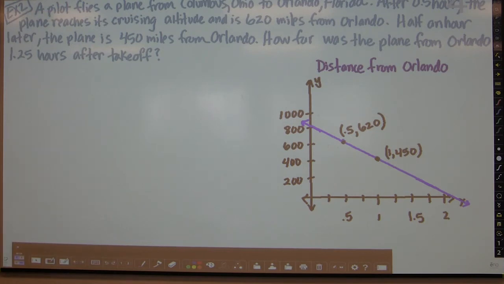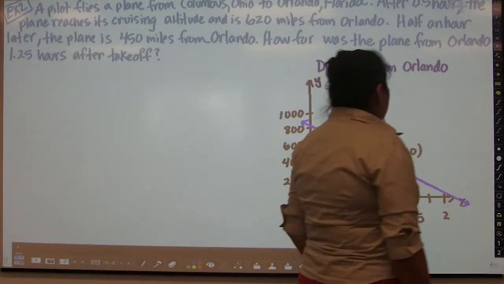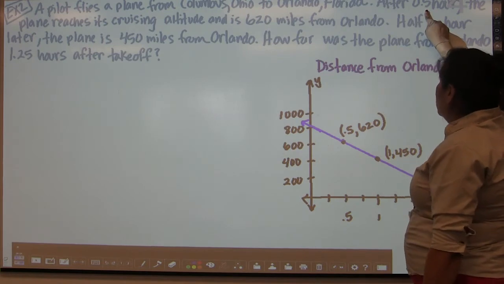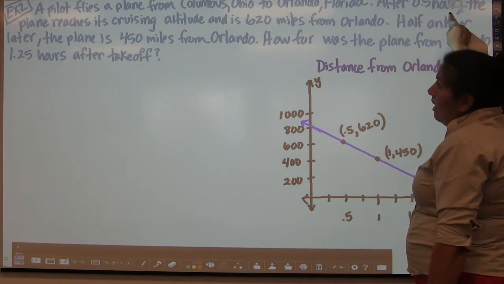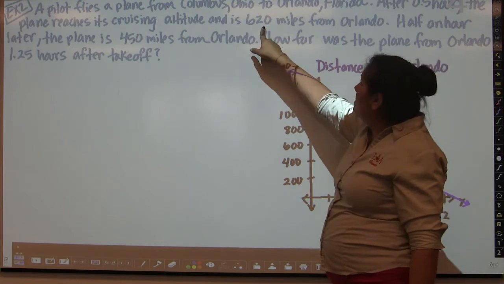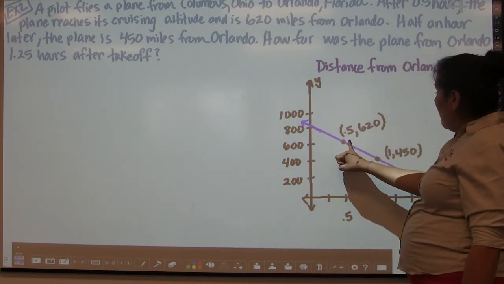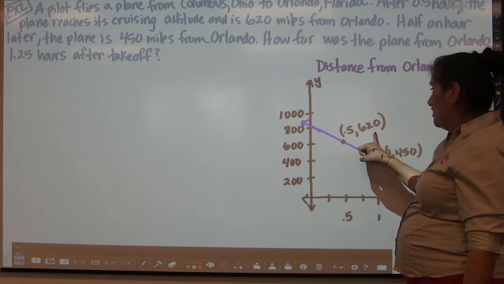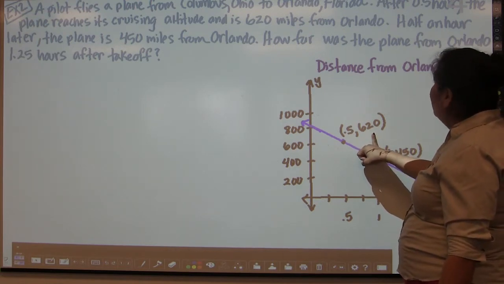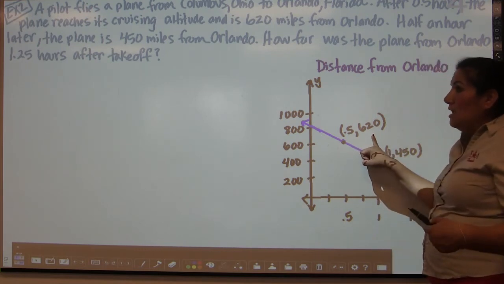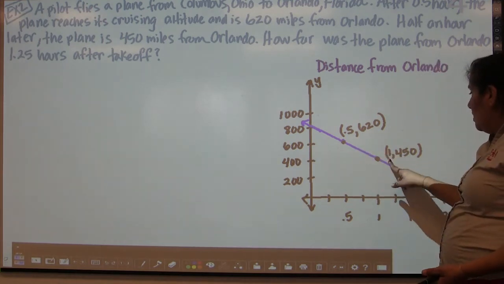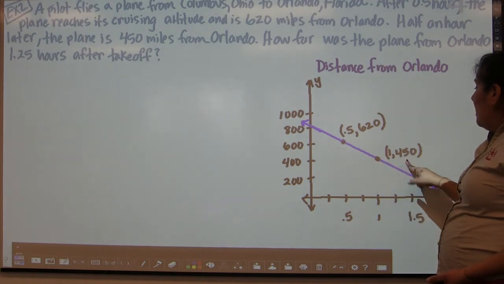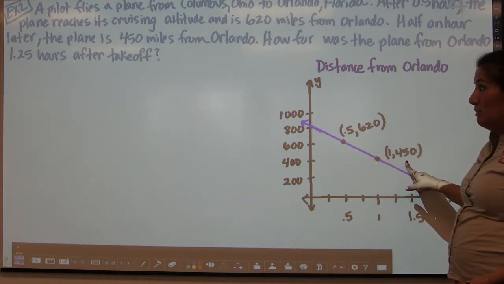Okay, so what we've done is, there was a graph given actually in this problem, and it's over here. So what we have in here is already some of the information. We know that at 0.5 hours, they are 620 miles from Orlando. So for the X, we have 0.5, and the Y, which is the distance away from Orlando, is 620. And then we also know a half an hour later will be 1 hour. So this point is 1 hour, and at that point, they're 450 miles from Orlando.